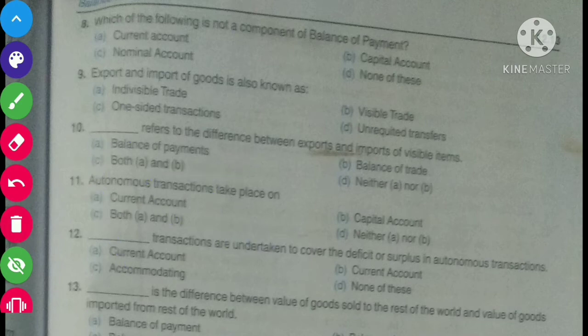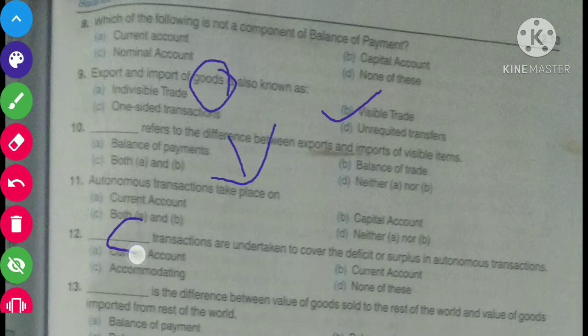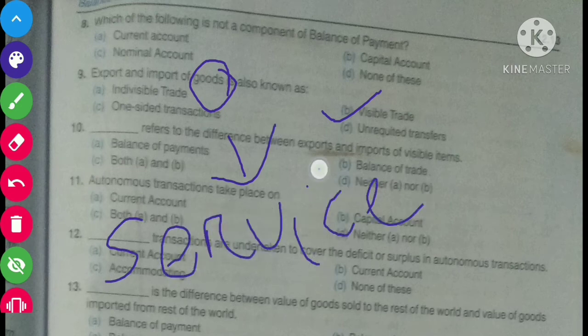So move to next question number 9. Export and import of goods is known as option A, indivisible trade, option B, visible trade, option C, one-sided transactions, option D, unrequited transfers. Its correct answer is option B, visible trade. Here export and import of goods, goods is visible and services is invisible.